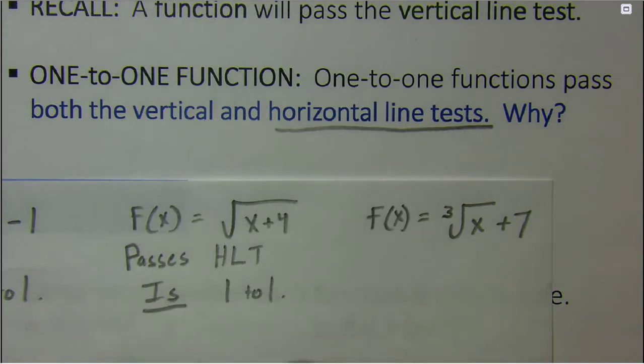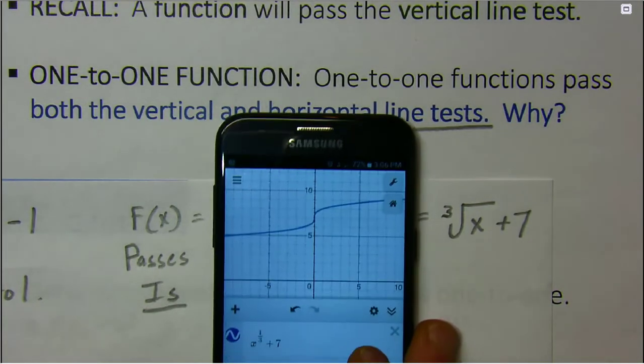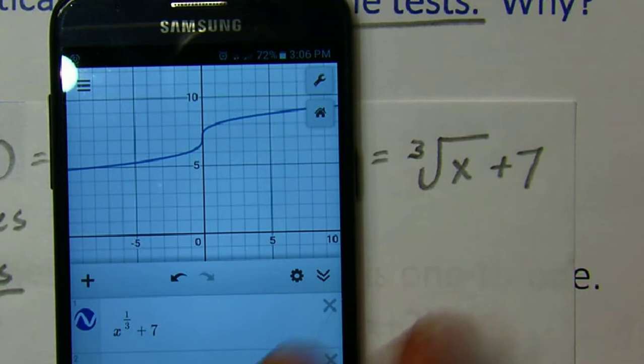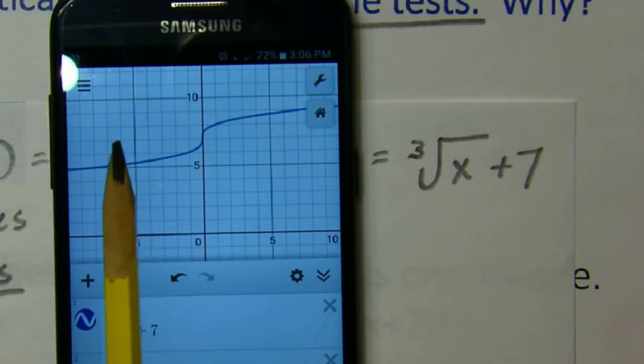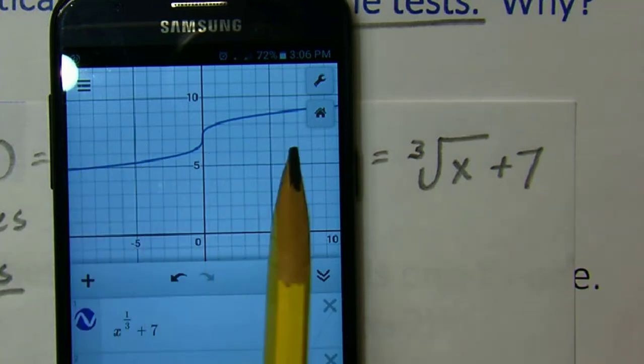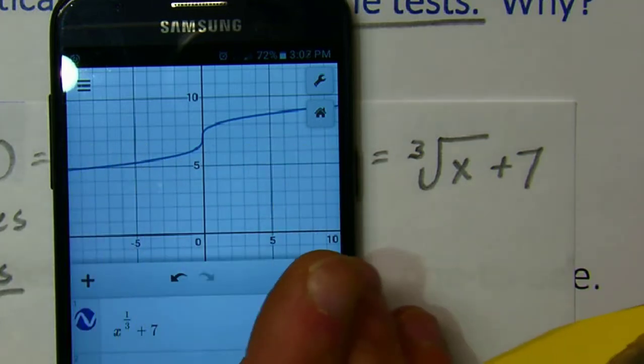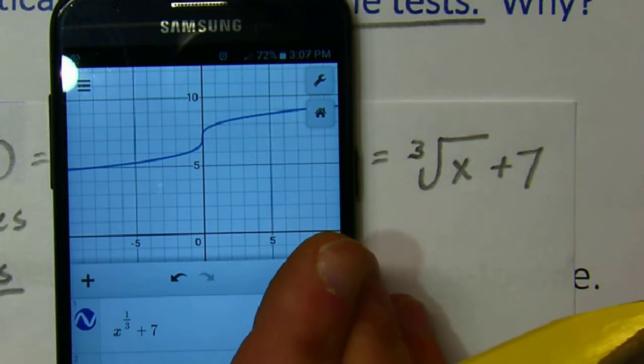Our last function, cube root of x plus 7, you can graph that. As you know, that's the same as x to the 1/3 power plus 7. And if you look at this graph, sure enough, that would easily pass the horizontal line test. And so since this one passes the horizontal line test, it is a one-to-one function.